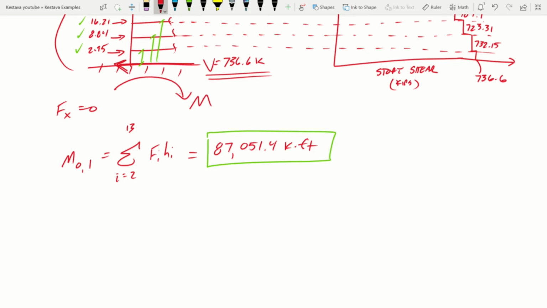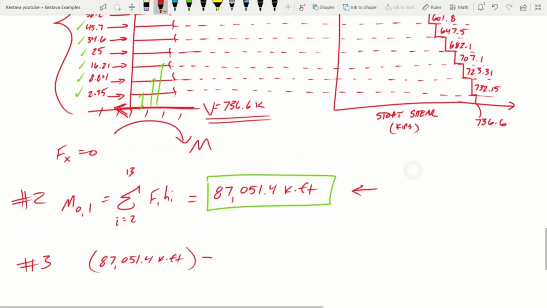Number 3, we want to calculate the overturning moment at the 4th floor. Now what we can do is use the value for MO1, which is this one right here, and take the area under the shear diagram to get the change in moment from the 1st floor to the 4th floor. So that's kind of a nice little trick here. And so that's the total, and now we'll subtract, and we'll use our shear diagram. So we're going for the 4th floor.